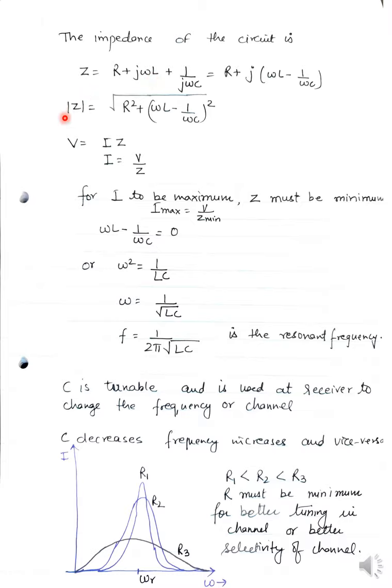If you need to find the magnitude of the impedance, it will be the square of the real part plus the square of the imaginary part, under root of it. So it will be the square root of R squared plus omega L minus 1 divided by omega C, whole squared. As we know, V equals IZ, and I is then V divided by Z. Now for I to be maximum, Z must be minimum. And what is the minimum value you can attain? That this term becomes equal to 0.